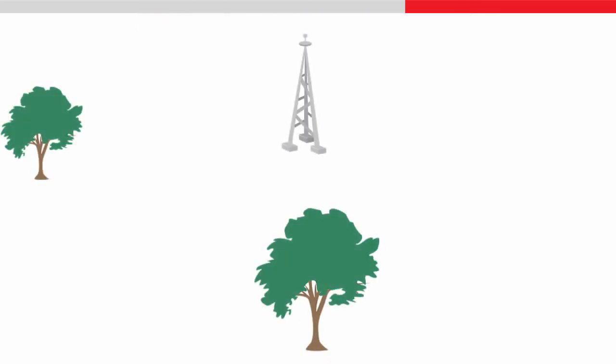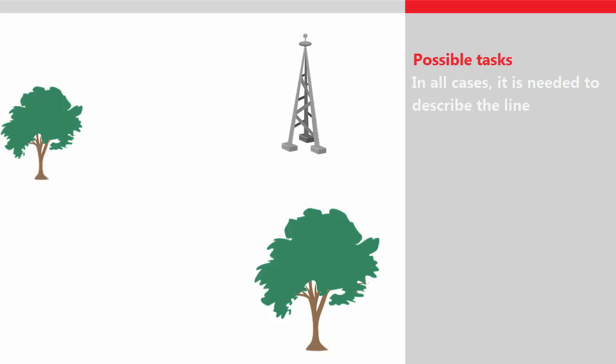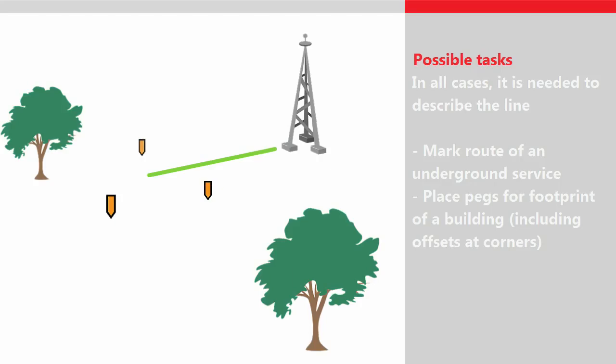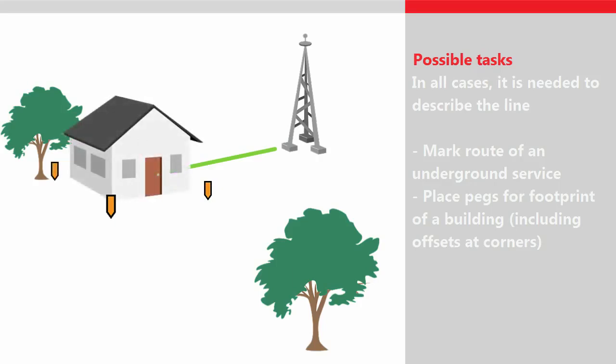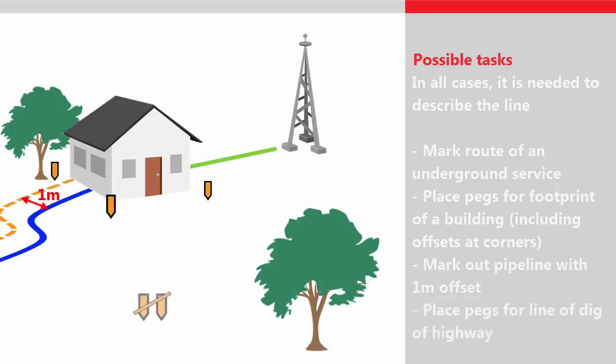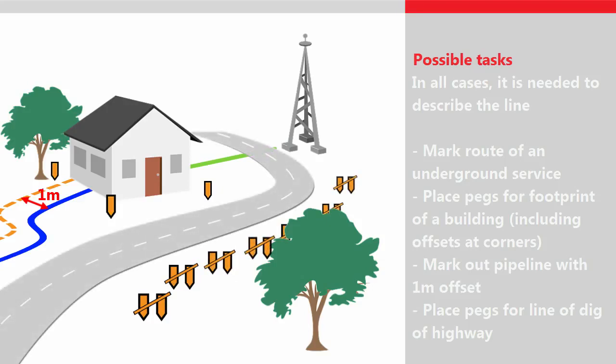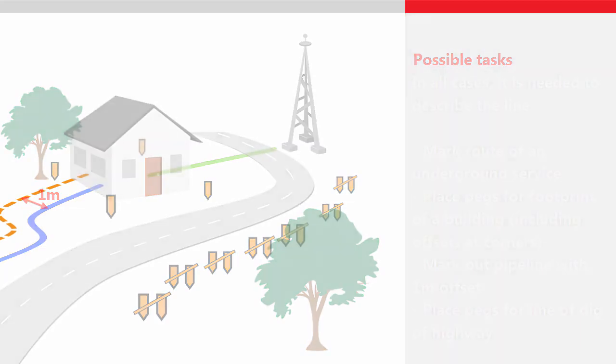Before looking at the apps and what they can do, let's remind ourselves of what the possible task may be. In all cases, it is basically wanted to place pegs or spray marks on the ground which describe the line. For example, mark out the route where an underground service should be constructed. Place pegs for the location of a building footprint, including the offsets to the building. Mark out the route of a pipeline at a 1 meter offset. Or place pegs along a new highway construction to define where an excavator should start to dig a 1-in-2 slope. So you can see there are a wide range of possible tasks related to staking linear objects.